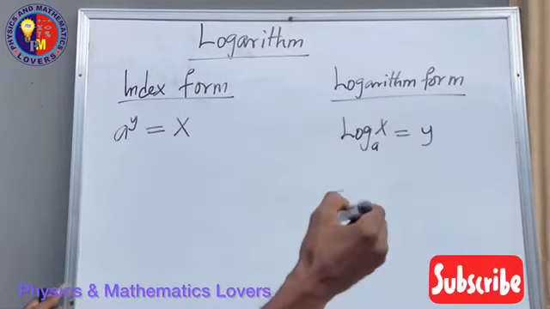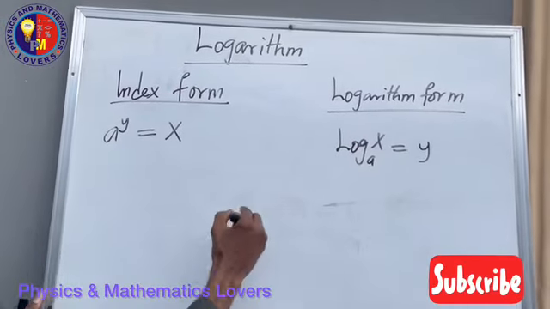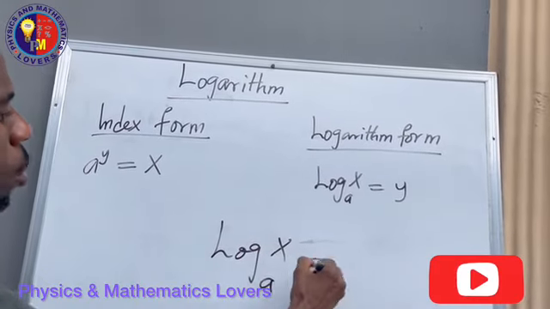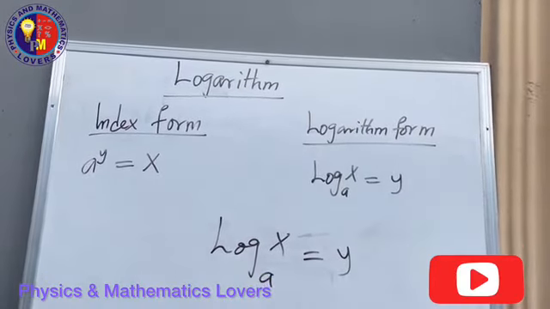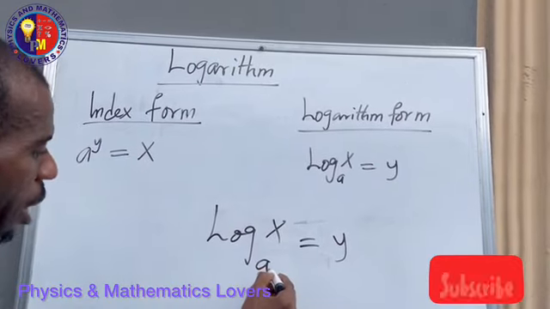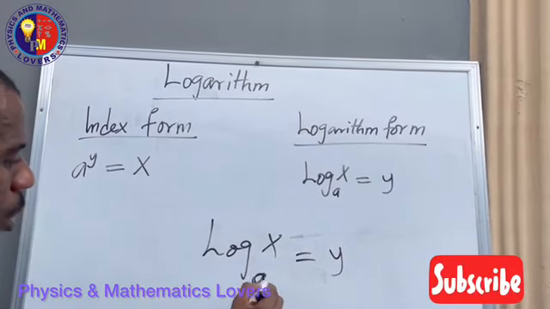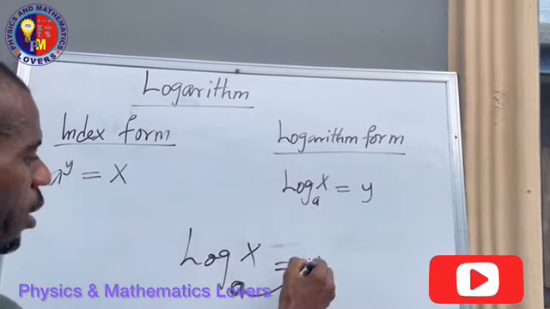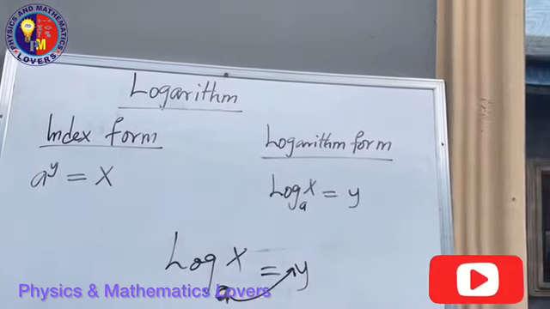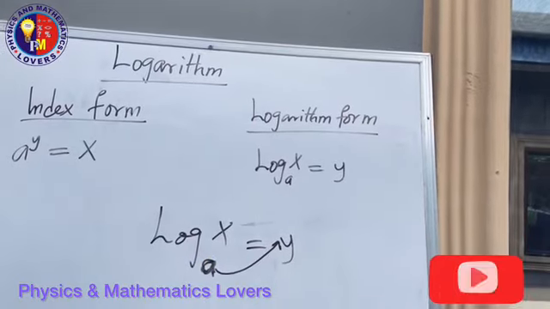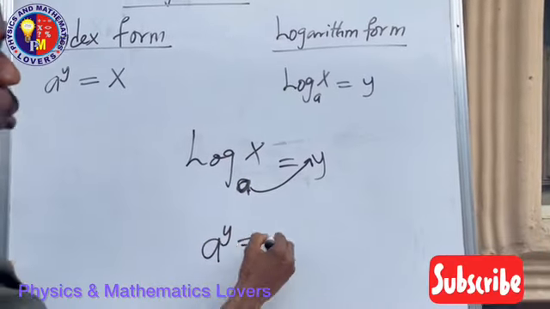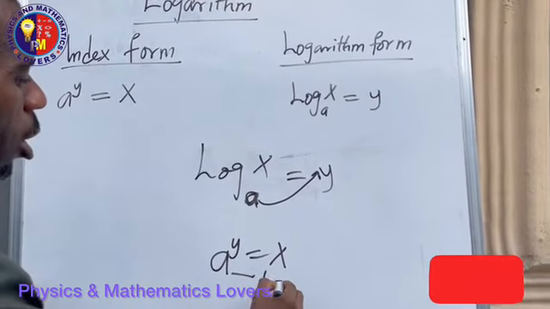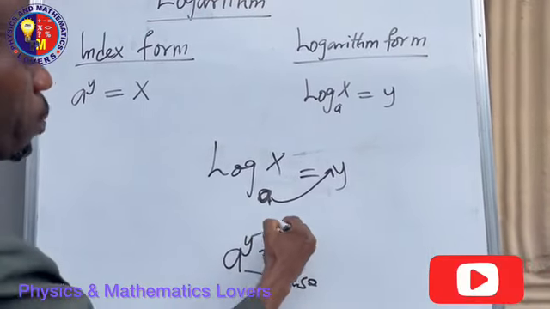If I say log x to base a equals y, it means this number a is the base. It has to be raised to this y, and here it becomes a raised to power y equals x. Here, this is the base, and this is the exponent we are talking about.